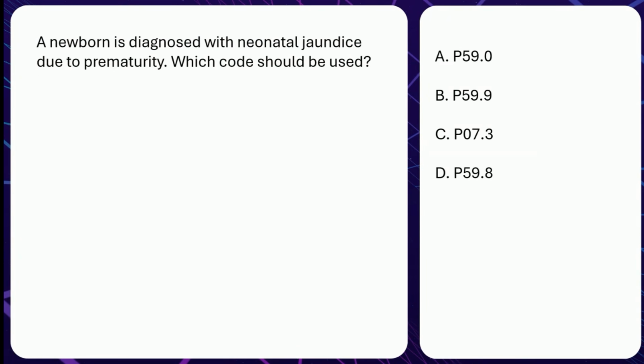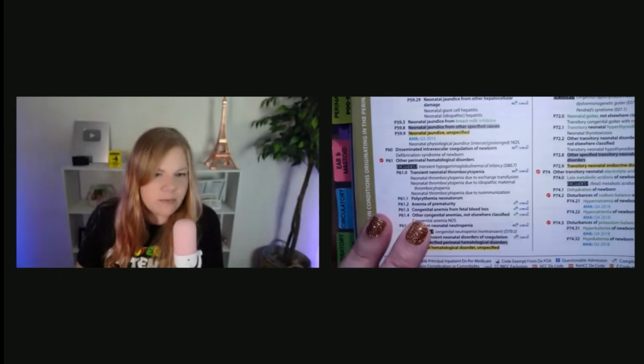O10.013. One last question. A newborn is diagnosed with neonatal jaundice due to prematurity. What code should be used? These are kind of separated apart. We have a few that are in the P59 category that we could just go and look there and see if anything there looks right. But then we also have this P07.3. But let's take a chance. Let's say we're going to go and look at our P59 codes. If 3 of them have P59, I'm feeling kind of a way about having P59 there.